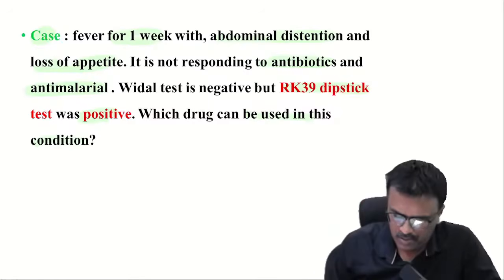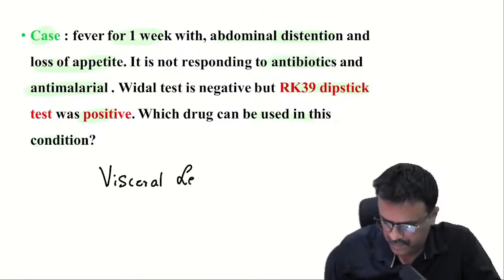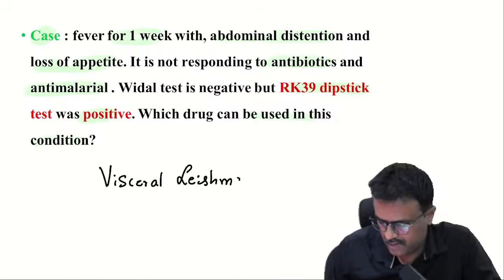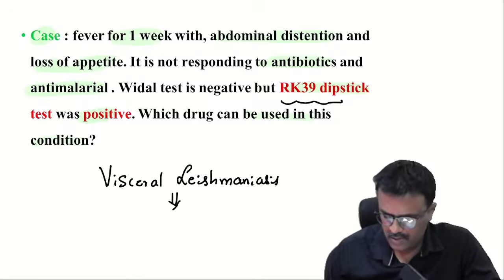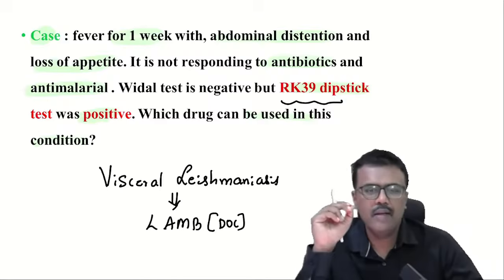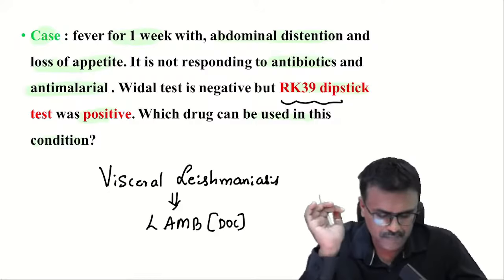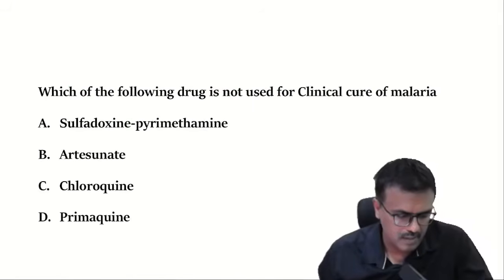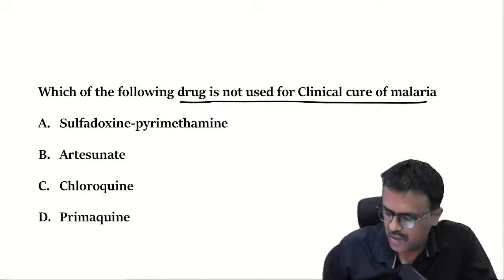So this question is regarding visceral leishmaniasis, because of RK39 dipstick positive. The drug of choice is LAMB. What is LAMB? Liposomal amphotericin B. That is the drug of choice for this. Yes, Kalas are correct.